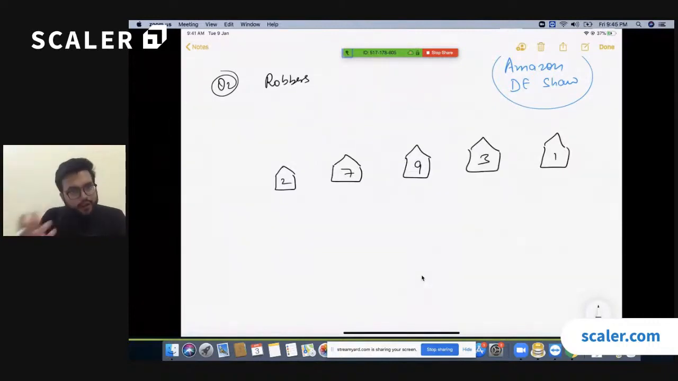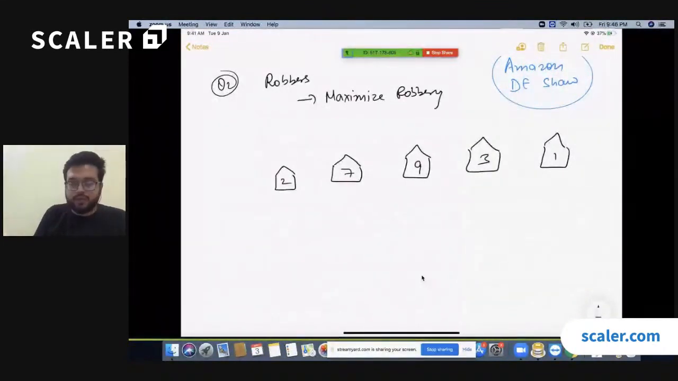Okay, now you are a robber. So what would you do? You would want to rob these houses. What is the function that you would want to maximize? You would want to maximize your robbery. Does that make sense? So if unfortunately you happen to be a robber, what would be your optimization function? That you would want to maximize your robbery. If you want to maximize your robbery and there was no constraint, then you would have actually robbed every single house. Does that make sense? Right?